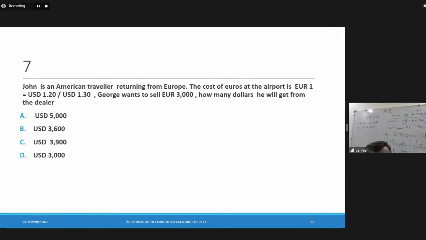MCQ number 7. John is an American traveler returning from Europe. Now this is a traveler who is coming back from Europe. Earlier he was going to Europe, now he's coming back. The cost of euros at the airport is 1 euro equals $1.2 and $1.3, bid and ask rate. John wants to sell 3,000 euros. How many dollars will he get from the dealer? While going, he purchased euros. Now he is left with some euros and wants to sell them back to the dealer. So what is the money he's going to get from the dealer?